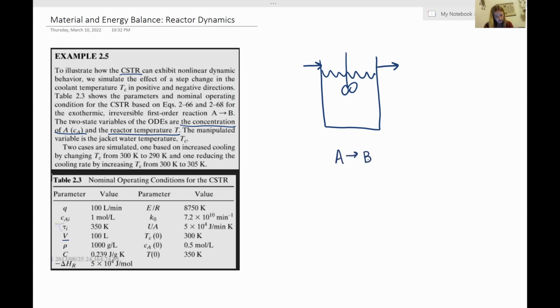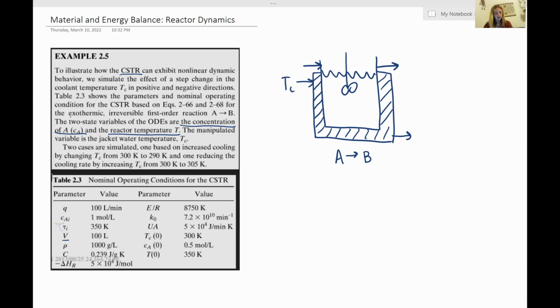Let's see, it also says we're going to have a jacket on our tank. If you're not familiar with what that is, it's not very complicated. In this case, it's a coolant jacket. So it's going to be cold water flowing in, cold water flowing out here. And that is basically going to cool down the contents of our tank.